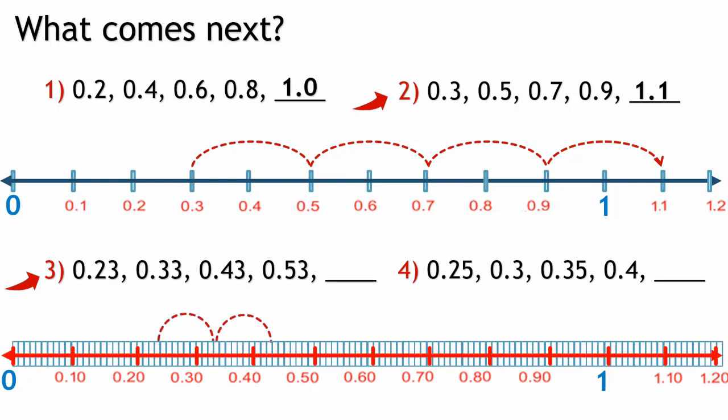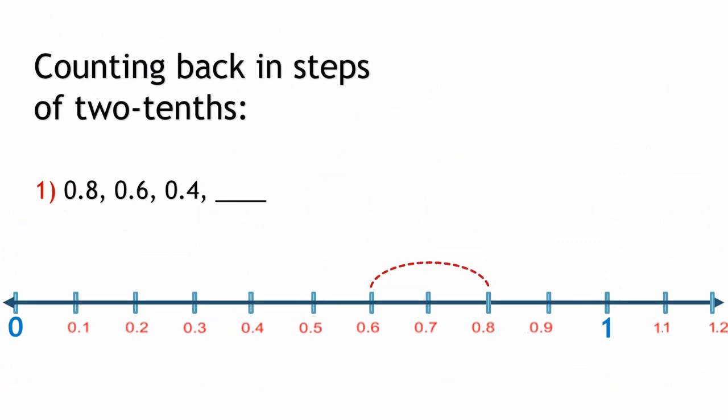Yes, that's right, count on in steps of 10/100ths to get 0.63. And in this one count on in steps of 5/100ths and the next number will be 0.45. And in this example, we count back in steps of 2/10 to find the next number. That is 0.2.